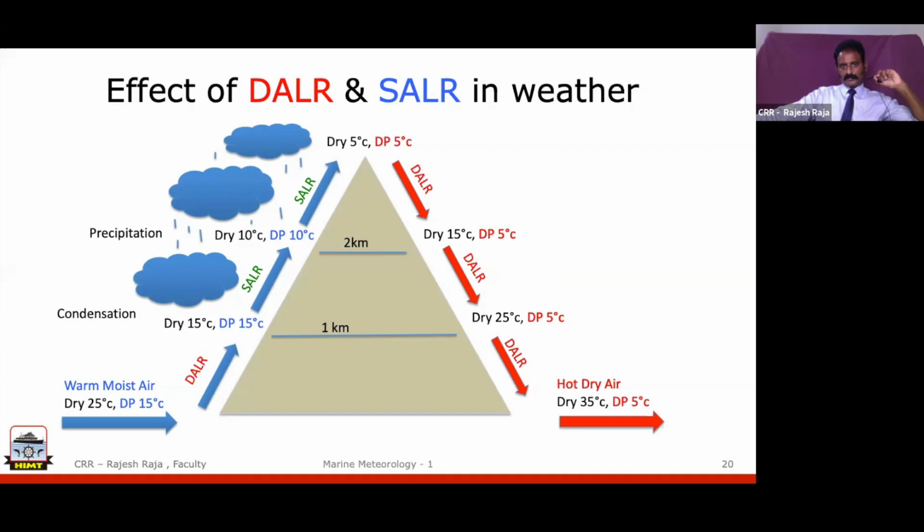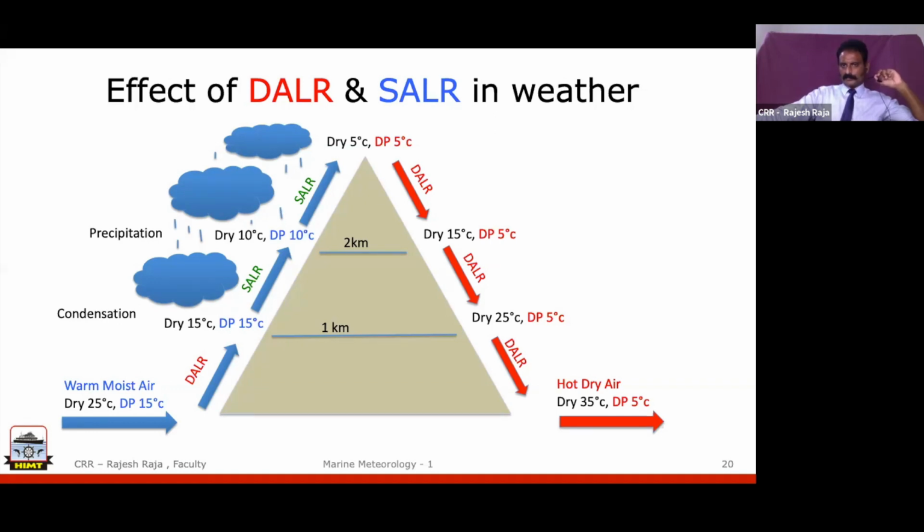Again, 1 more kilometer of rise. Let us go to the hilltop. Again, SALR. Again, 5 degrees. So now my temperature, both dry and dew point, is 5 and 5. This is what is at the top. On the left-hand side, you can have precipitation, as in when the concentration of the water molecules becomes more and more, it cannot hold in the clouds, you will get precipitation. It depends on what is the temperature and humidity.